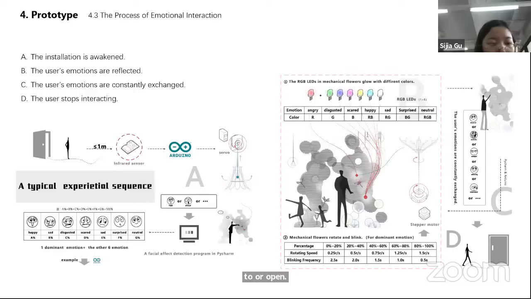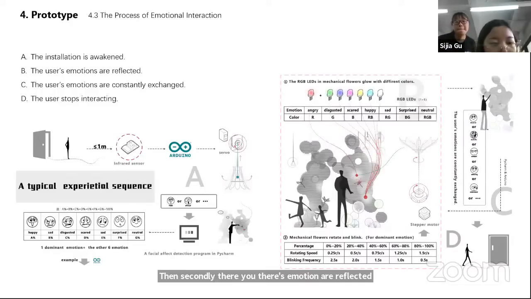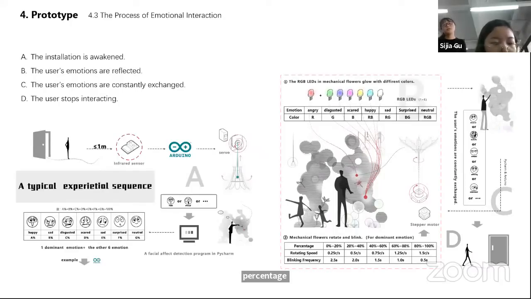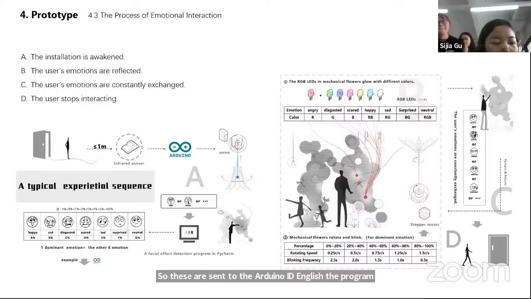Secondly, the user's emotions are reflected. With the petals open, the camera will be activated and transmit the image of the user's face to an emotion recognition program in HiCharm, which will output 7 representative emotions' percentages in the imaging. The data are sent to the Arduino IDE, in which the program controls mechanic flowers to take actions. The actions of mechanic flowers include glowing, rotating, and blinking.